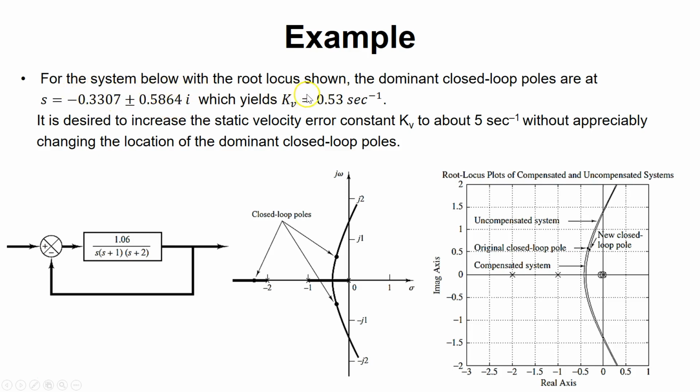The only thing we do not like is this small Kv, because if you remember, steady state error was 1 over Kv, so 1 over 0.5 is 2. So you're going to have 2 units error in response to a ramp function. But if you make it 5, now the steady state error is 1 over 5, which is 0.2. So steady state error is going to be much smaller, but at the same time, again, we are not going to change this original root locus significantly. We're going to get something very close to it, but just jumping up this Kv. Now, how do we do it?